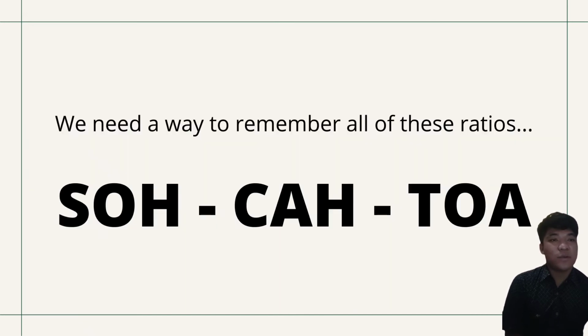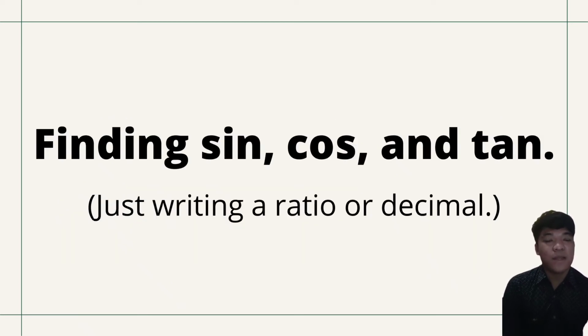We need a way to remember all of these ratios. So the mnemonic or the acronym is SOHCAHTOA. SOHCAHTOA, for the sine is equal to opposite over hypotenuse, cos is adjacent over hypotenuse, and the last one, tangent is equal to opposite over adjacent. So, finding sine, cos, and tan.